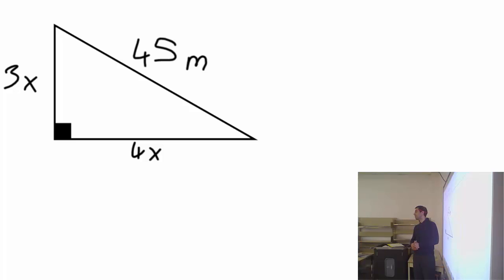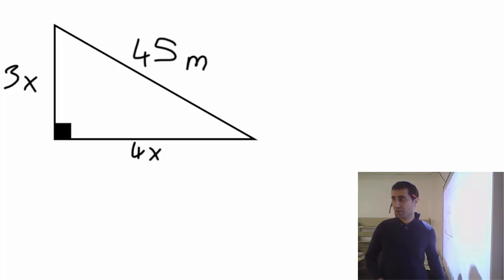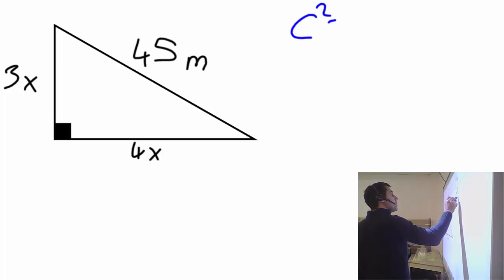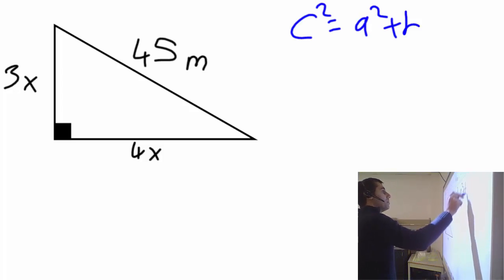This will be one of the exam questions. So let me tell you how to do this. First, it's a Pythagorean theorem question. So let's start with the Pythagorean theorem. C square equals A square plus B square.